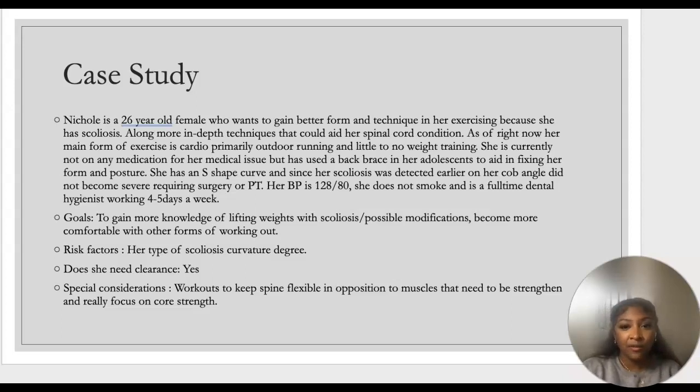She has an S-shaped curve, and since her scoliosis was detected earlier on, her Cobb angle did not become severe, requiring surgery or PT. Her blood pressure is 120/80. She does not smoke and is a full-time dental hygienist working 4 to 5 days a week. Her goals are to gain more knowledge of lifting weights with scoliosis, possibly modifications, and become more comfortable with other forms of working out. Risk factors, again, depend on her type of scoliosis, curvature, and degree.